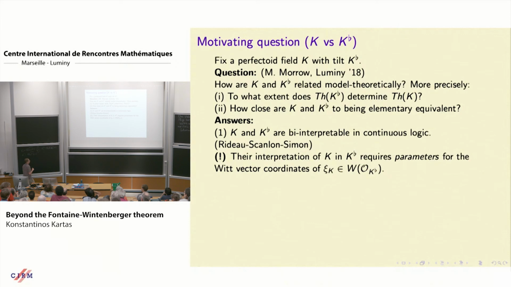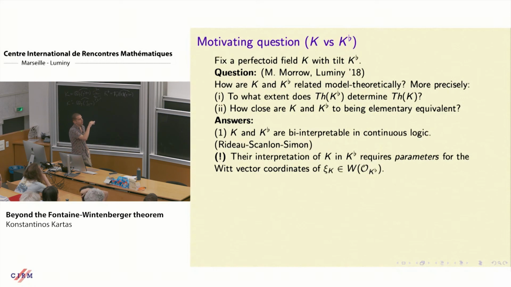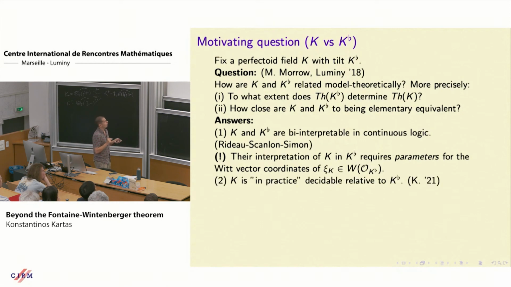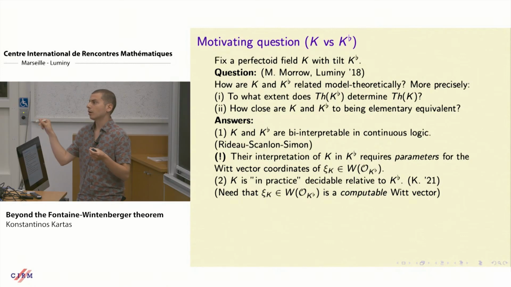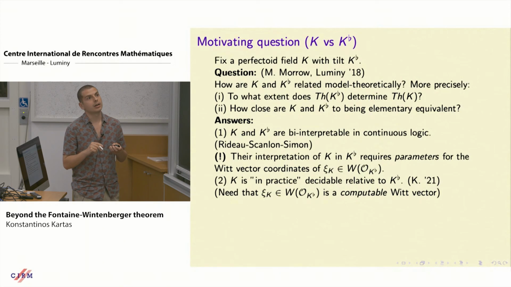Okay. So there are many ways to go back, and there's a moduli space which parameterizes all these untilts. This is the parameter that you need in order to know which point on the curve you're choosing. Something that I did in my thesis was to show that K is in practice decidable relative to K flat. The subtlety has to do with the parameter, so you cannot always lift decidability, but as long as you can print one by one the Witt vector coordinates of xi, then you have such a transfer.